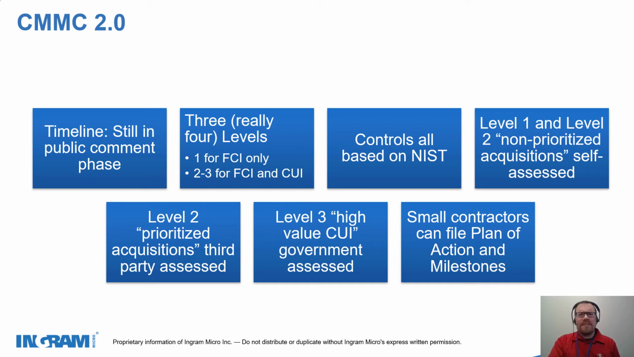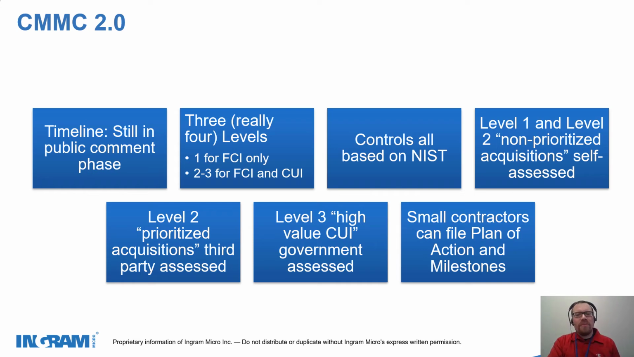So for third party assessors, technically all they're assessing is level 2.5. That's why I say there's 1, 2, 2.5, and 3. It's really 4 levels, but only level 2 prioritized acquisitions are third party assessed. Level 3 is going to be government assessed.